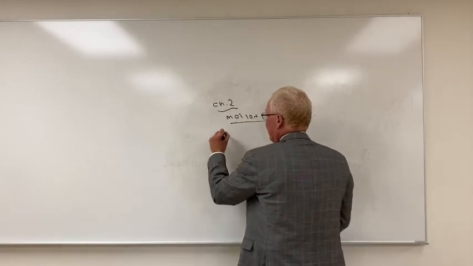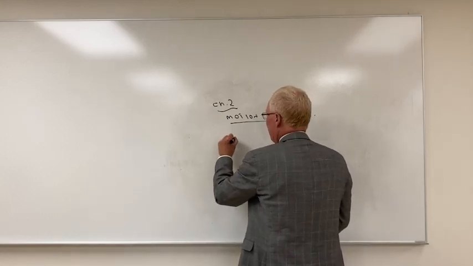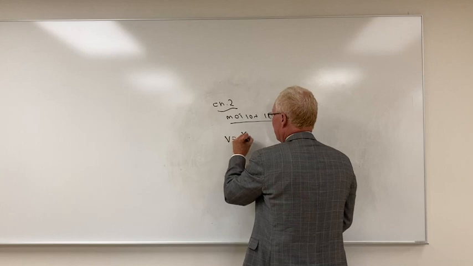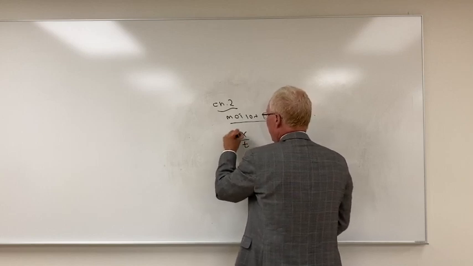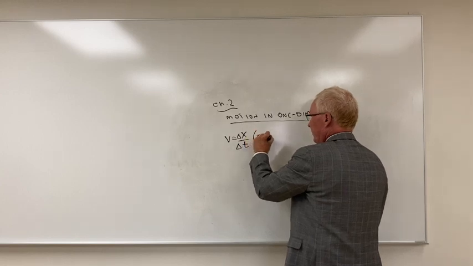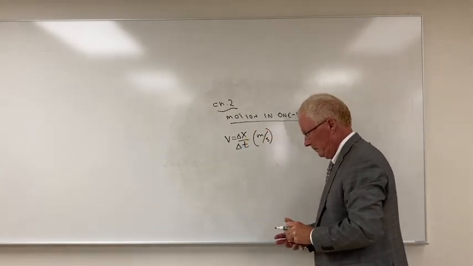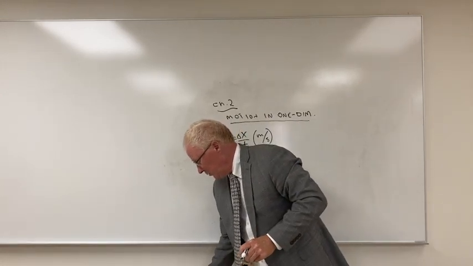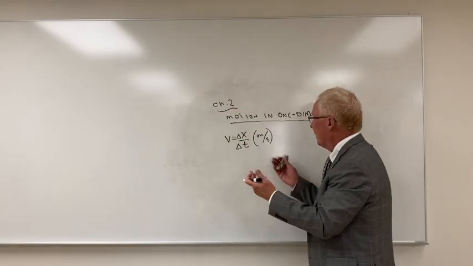We define average velocity. Velocity is displacement over time, change of displacement over change of time. And this will be in generally units of meters per second. So that's the average velocity.